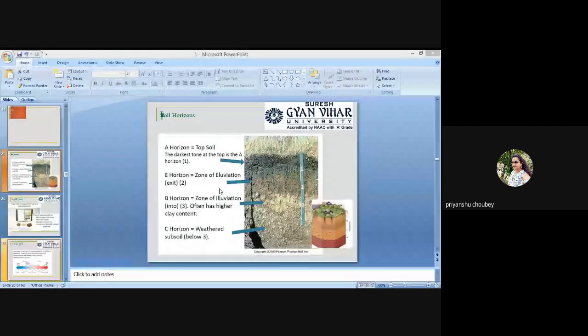Today we will talk about soil erosion. This topic we discussed related to a soil profile. So before that, we will discuss soil profile. After that, we will discuss soil horizon. Let's see what is a soil profile.